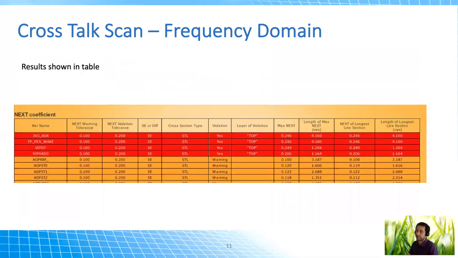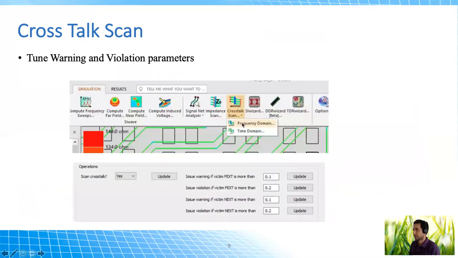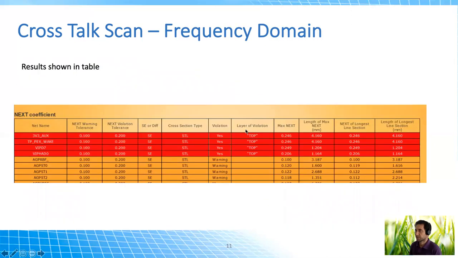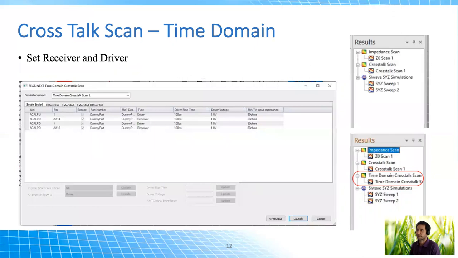Same as the impedance scan, we can have the report as a table here, and as you can see here is violation or warning, and the green one is okay. And then please keep in mind, this is for frequency domain. Crosstalk, as I showed you here, once you select it, you can go frequency domain or time domain. Right now we're doing the frequency domain. So this is the result for the frequency domain, and then we move to the time domain.